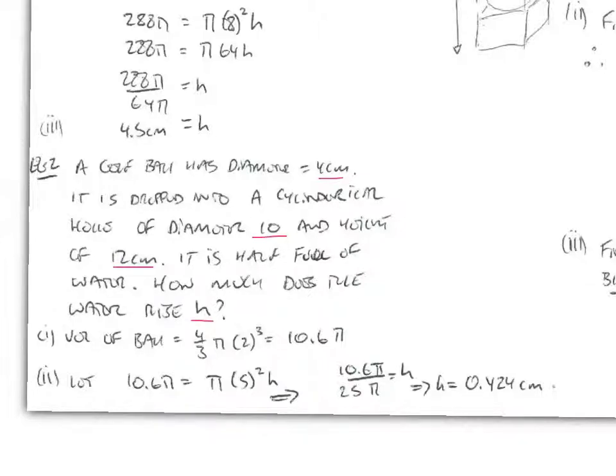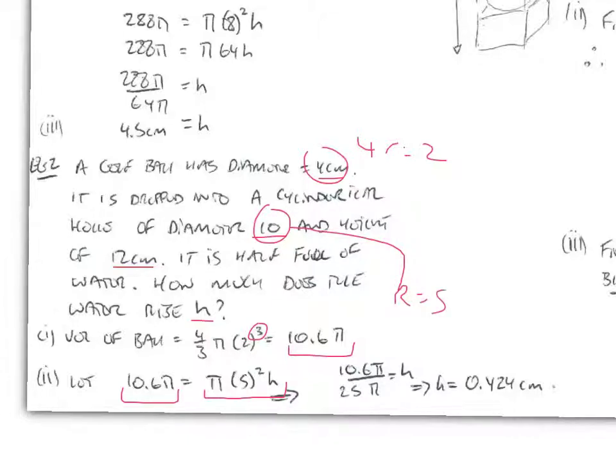Okay. Well, first thing again, find the volume of the ball. 4 over 3 pi r cubed. If the diameter is 4, r equals 2. 2 cubed, so it's 10.6 pi. Then we let that 10.6 pi equal pi r squared H, where we're referring to the radius of the cylinder. The diameter is 10, so the radius is equal to 5.